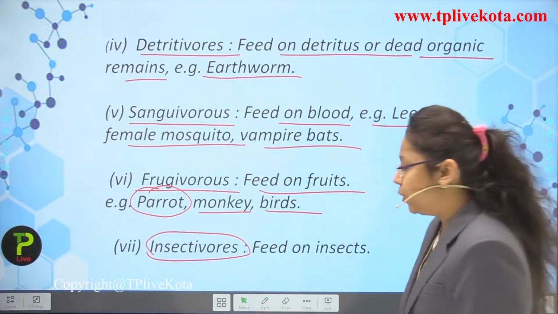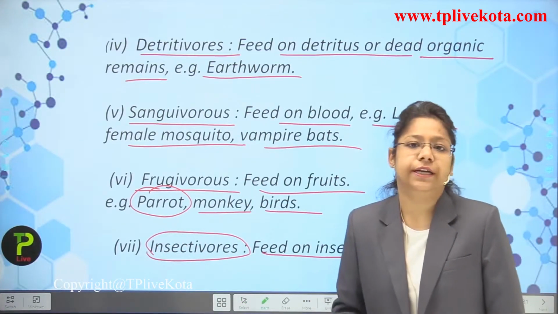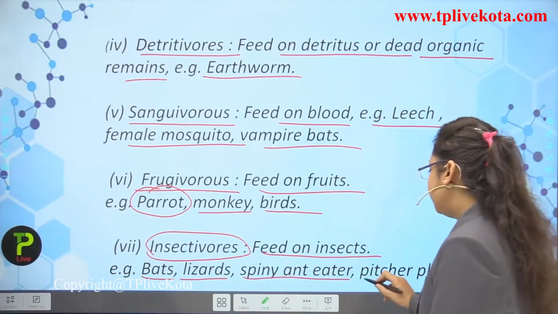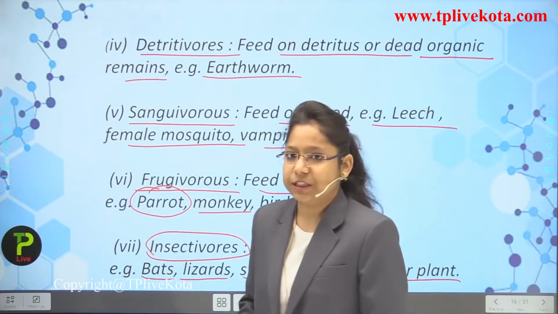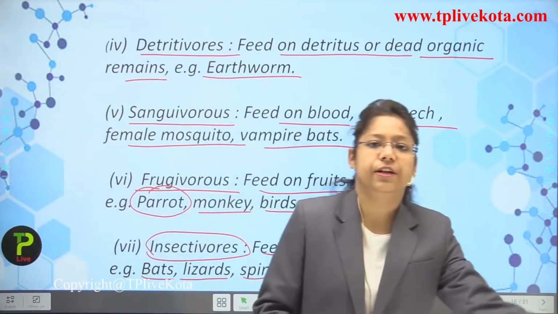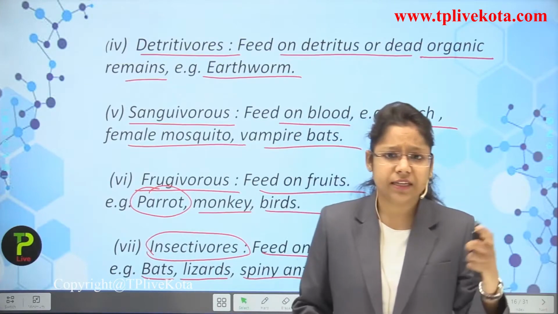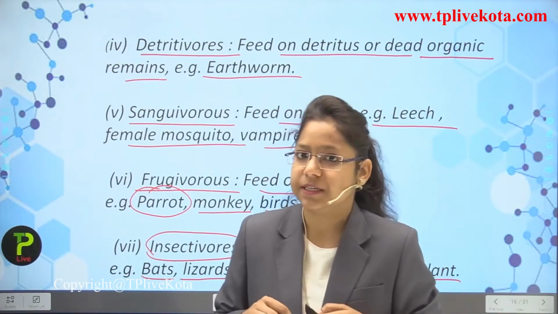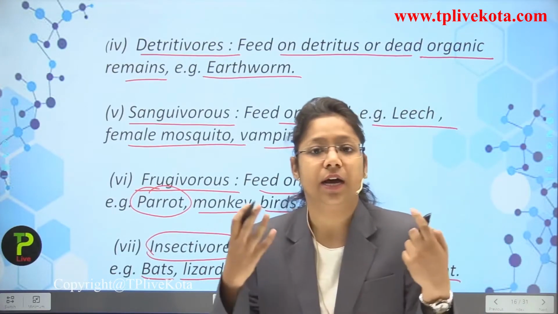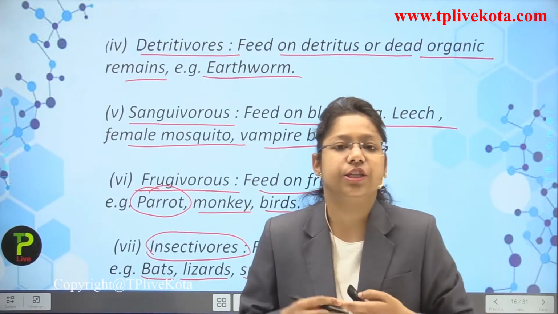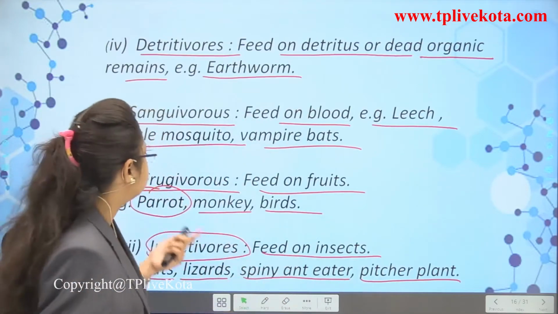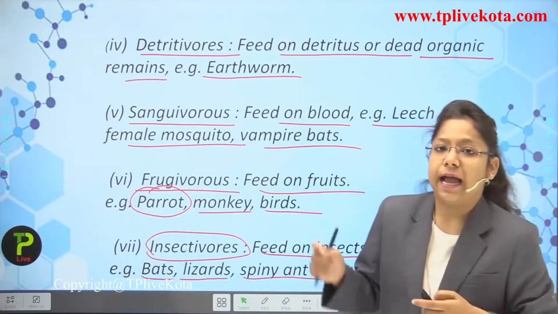Insectivorous. So what are insectivorous? They feed on insects for their survival. For example, bats, lizards, spiny anteater, pitcher plant. So you have heard about the pitcher plant or bats, or the lizards also you have seen in your home. If a lizard is present, what does it do? It just eats the small insects which are present inside our home or anywhere else. So they are just dependent upon insects. So the heterotrophic mode of nutrition is divided into all these categories. Okay, they may include the detritivores, the sanguivores, frugivores, insectivores and many more.